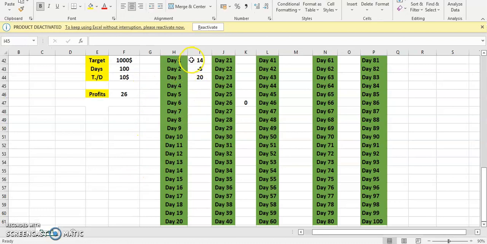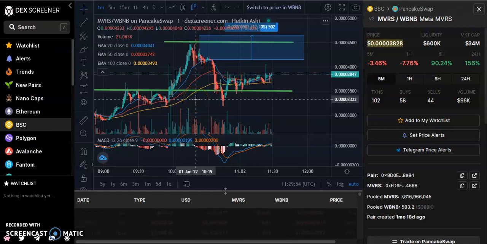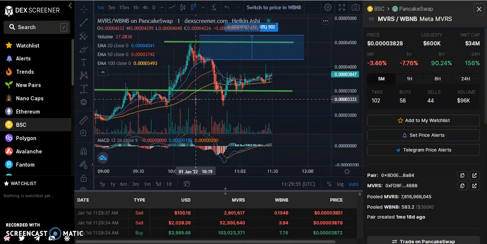On my first day, day one, I made $14. On day two, I lost $8, and yesterday I made $20. So the total profit at the moment is $26. Today is day 4, so I'm currently on a trade right now, and today I'm going to show you how to find these tokens and how to spot entries and exits.